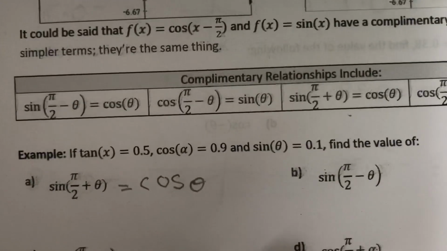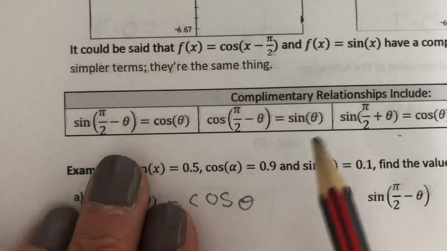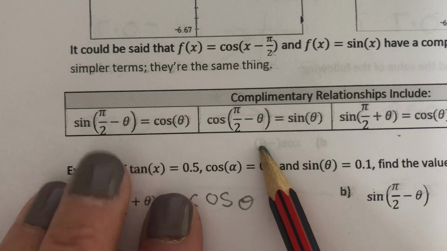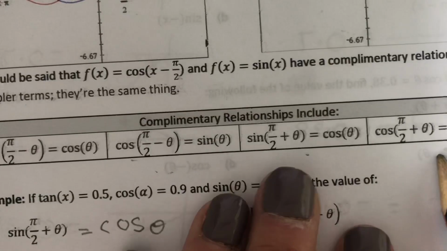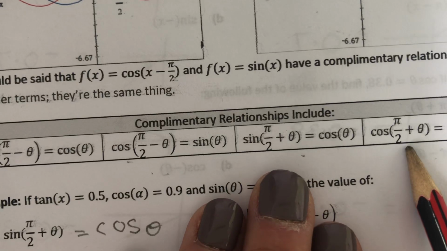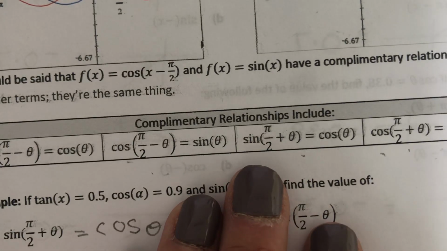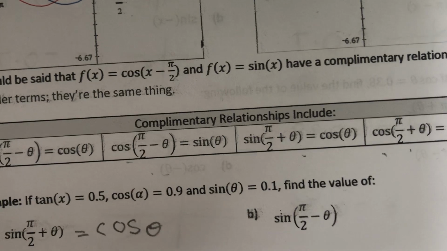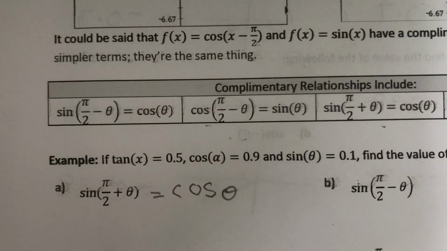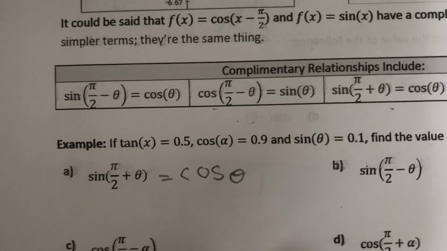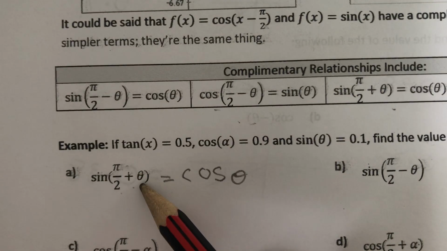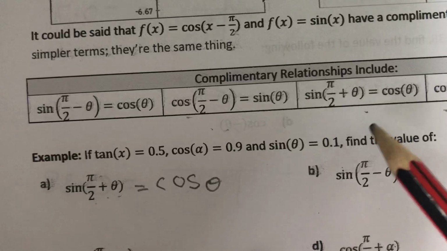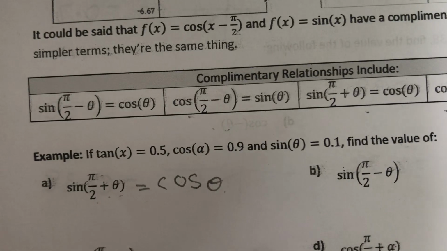All right, so the relationships that you are given are quite standard. So we have pi on 2 minus theta for sine and cos, and we have pi on 2 plus theta for sine and cos. But we have to be careful because we're not always given the pi on 2 option, of course. All right, so if we have a look at the first one, we've got sine of pi on 2 plus theta. And if you look up here, you can see that that is equal to cos theta, which is fine. That seems nice and easy.